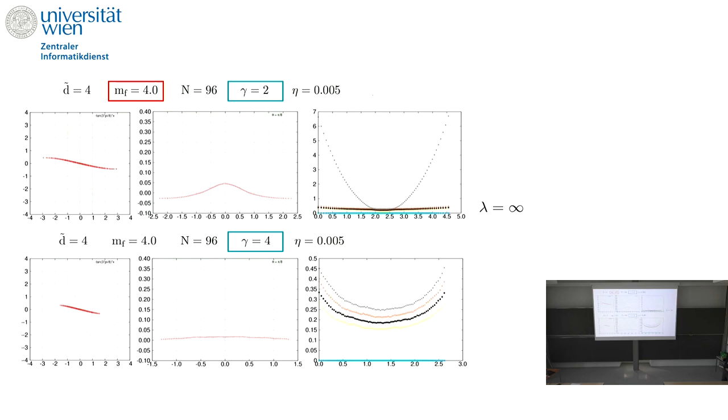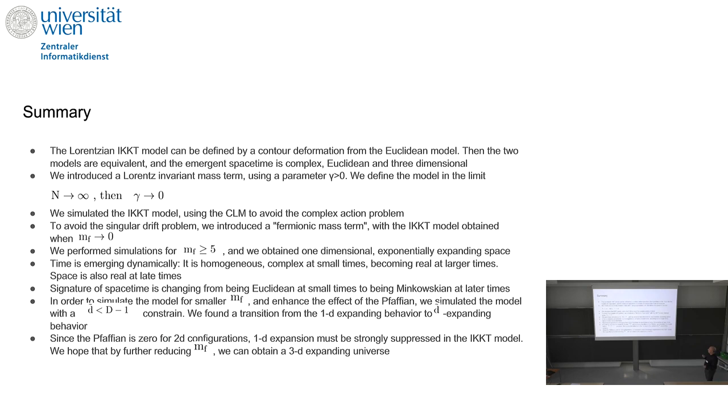So let me summarize. What we discussed today is that the Lorentzian IKKT model can be defined by contour deformation from the Euclidean model, as June described. Then the two models are equivalent, and the emergent spacetime is complex, Euclidean and three-dimensional. We introduced the Lorentz invariance mass term using a positive parameter gamma, and we defined the model in the limit n goes to infinity, large n limit, and then gamma to 0. We simulated the IKKT model using the complex Langevin method to avoid the complex action problem. And in order to avoid the singular drift problem, we introduced a fermionic deformation, controlled by a parameter mf, which should be taken in the end to 0.